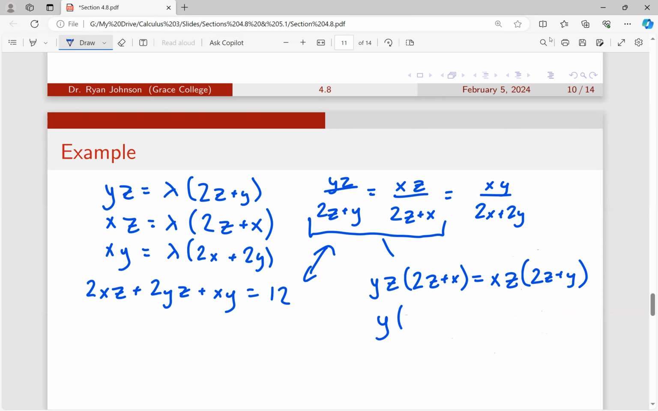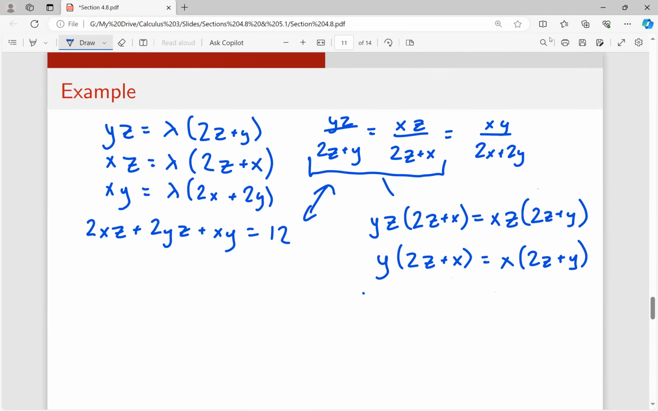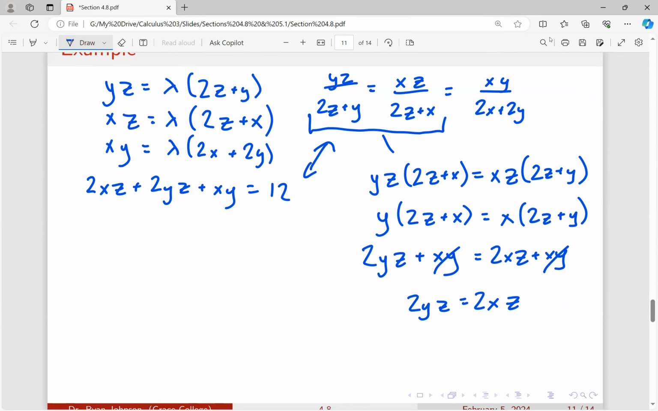So then y times 2z plus x equals x times 2z plus y. Well, now let's distribute. So then I have 2yz plus xy equals 2xz plus xy. Let's subtract those from both sides. And so we're left with 2yz equals 2xz. Similarly, divide by 2z from both sides and I get y equals x. Well, that simplifies things a lot.